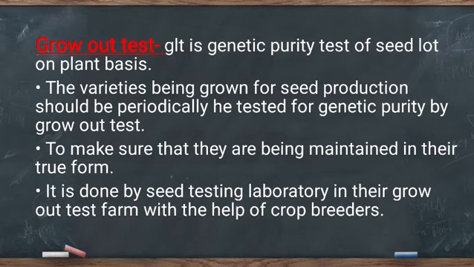The varieties being grown for seed production should be periodically tested for genetic purity by grow out test to make sure that they are being maintained in their true form. It is done by the seed testing laboratory in their grow out test farm with the help of a crop breeder.